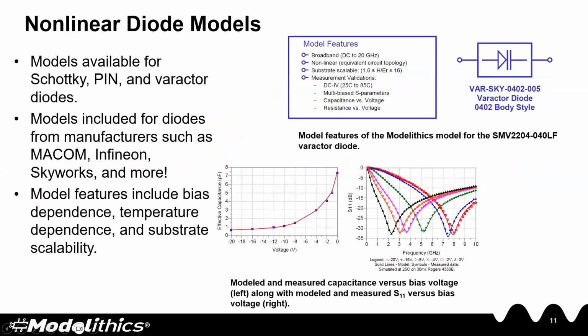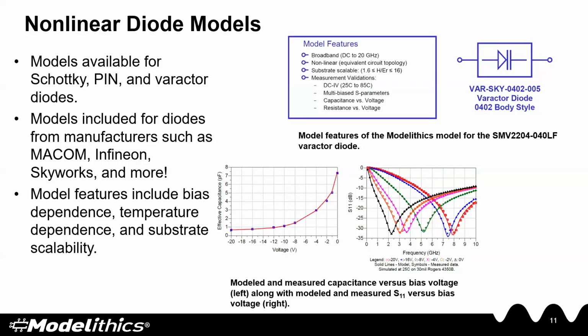Now let's also talk about additional models that Modelithics offers. Modelithics offers more than just models for RLC components. Also offered are nonlinear diode models. So models are offered for various Schottky, pin, and varactor diodes. And these diodes are from manufacturers like MACOM, Infineon, Skyworks, and more. And these models also include various features like bias dependence, temperature dependence, and also substrate scalability, like we just spoke about.